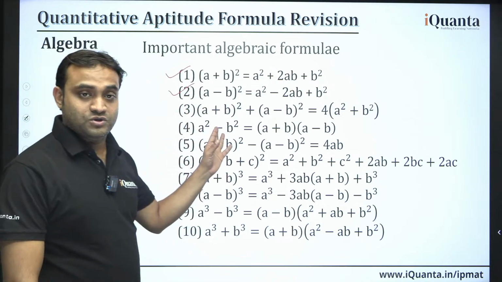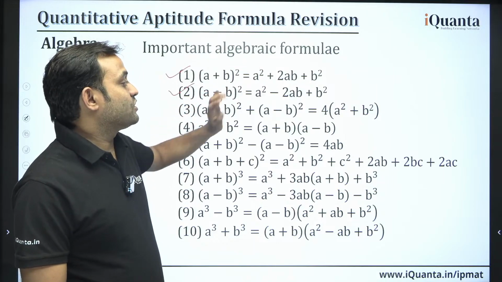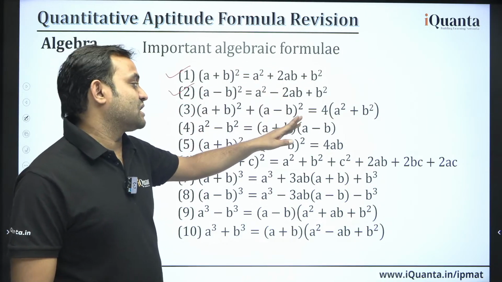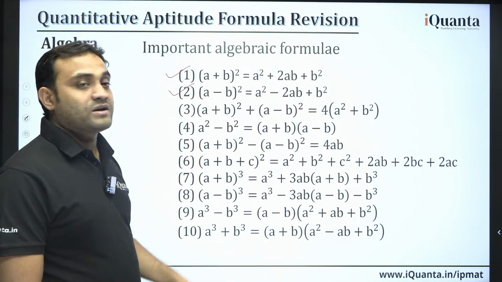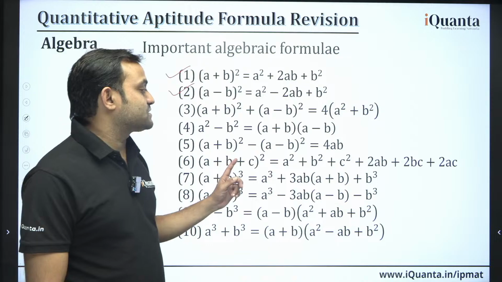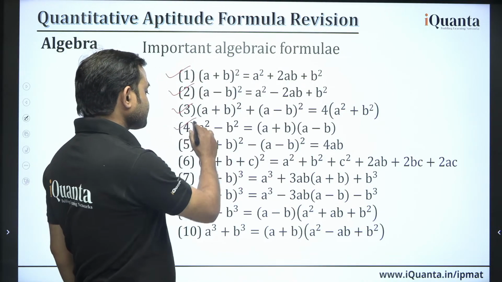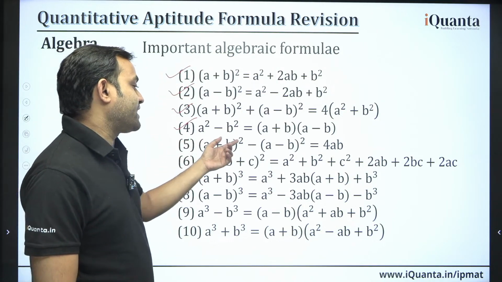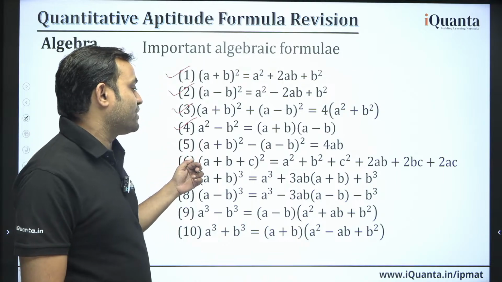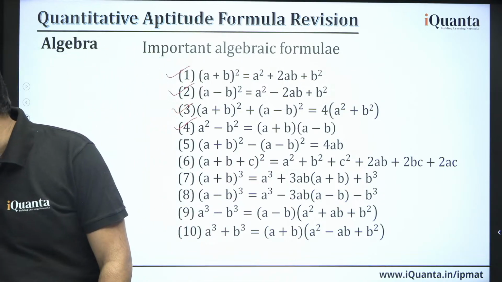(a+b)^2 + (a-b)^2, if you add these two, what do we get? 2ab will be cancelled out. We get 2(a^2 + b^2). Then comes a^2 - b^2, which is (a+b)(a-b). Then again we are using the first and second formulae, and if you take the difference, which is (a+b)^2 - (a-b)^2, that will be equal to 4ab.